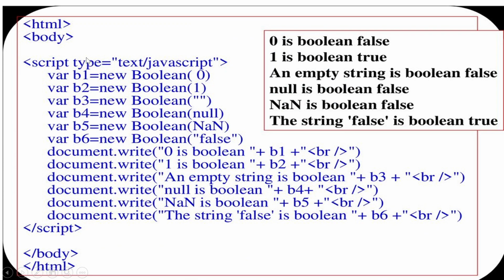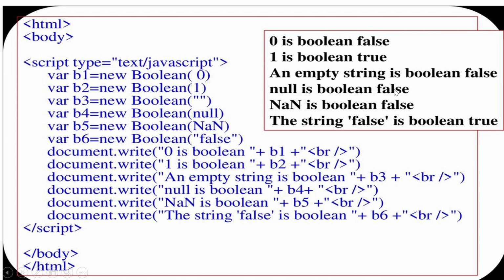Here we will see how we have to use it within the code. HTML, body, script tag, type is equal to text/JavaScript. We are using JavaScript, so we have to give text/JavaScript here. So b1 is an object here. New is the keyword. What will the first one display? The first one will display false, and the second one, see, we have given 1. So 1 stands for true. So here we got the output as true. Here, empty quotations, what will it give? False. Null, obviously it will give false. The string false will not give false because it is a string. We have defined it in quotations. So it will give the output as true.